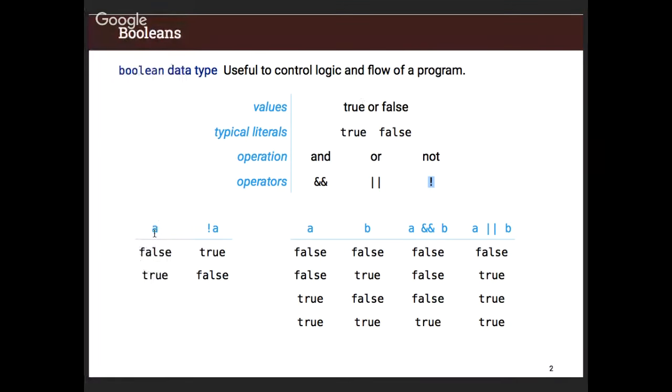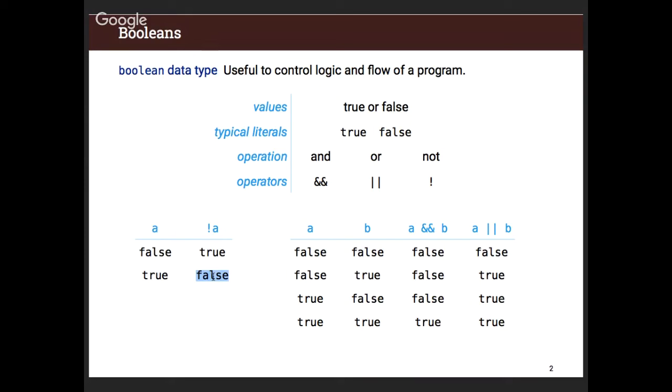If I have a box, let's say A, that contains a Boolean, I know it can either be true or false. And if I write an expression, not of A, Java is going to fetch A. And if A is false, then not A is going to be true. And if A is true, then not A is going to be false. So it just flips the value of A. Doesn't change the box.